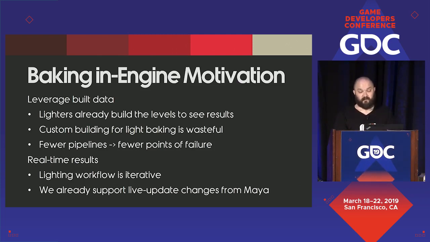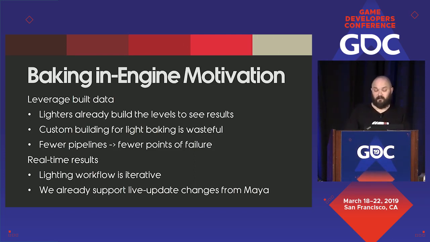So the lighters already build the game for PS4. We tend to prefer everyone run on the PS4 to iterate. That way we're actually seeing what we're going to ship. So ideally, we want to leverage that build data. We already have a tool set for updating objects or updating transforms and attributes from Maya.